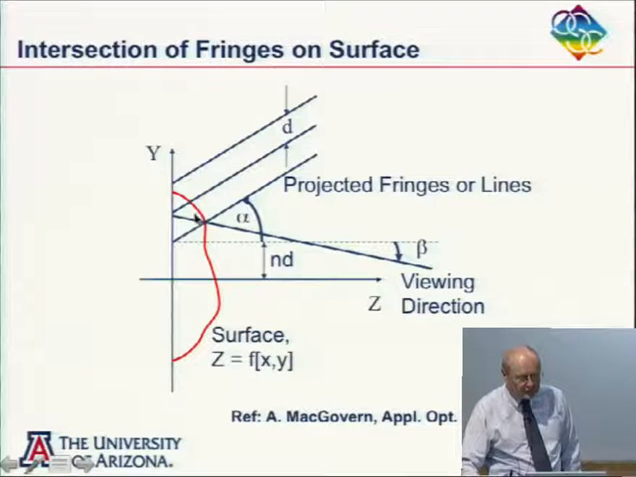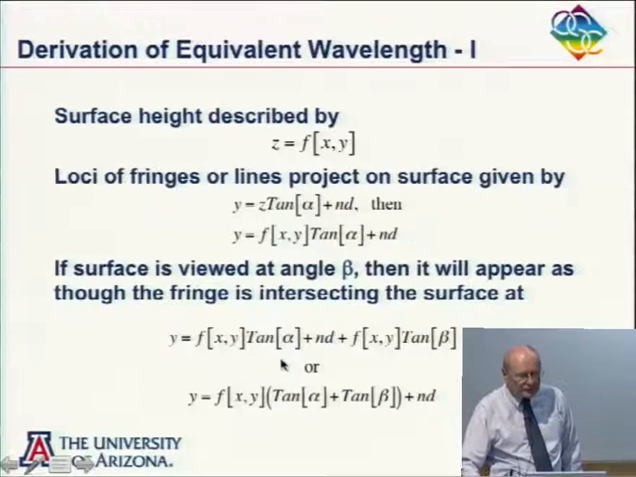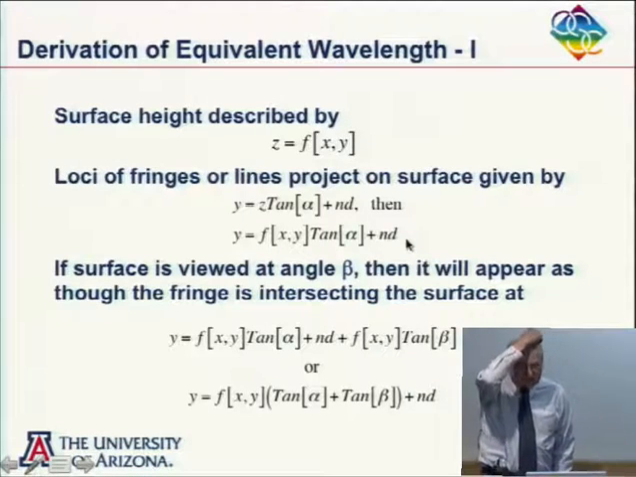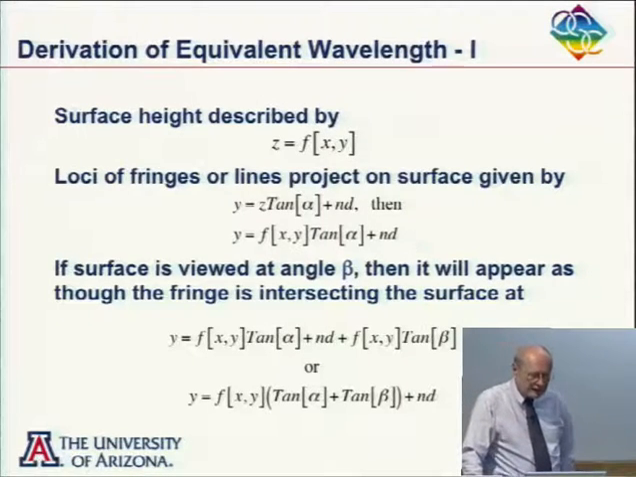Okay, well, z here is where we're intersecting. That's some function of x and y. So I just put in here that z is f of x and y. So y is f of x and y, tangent alpha plus nd. Okay, that's good.